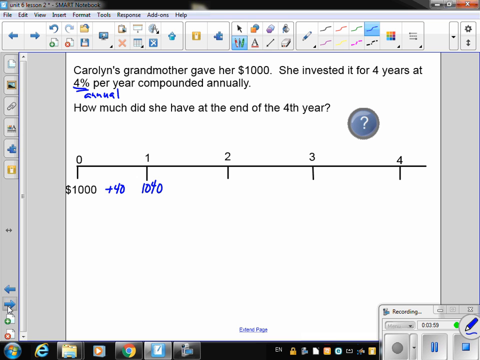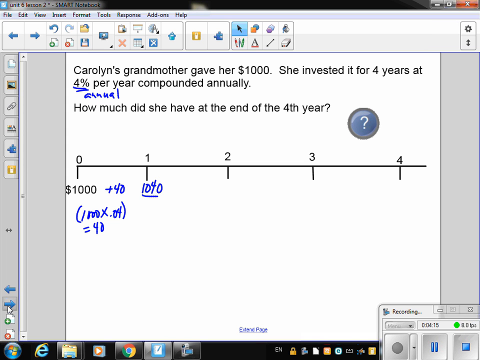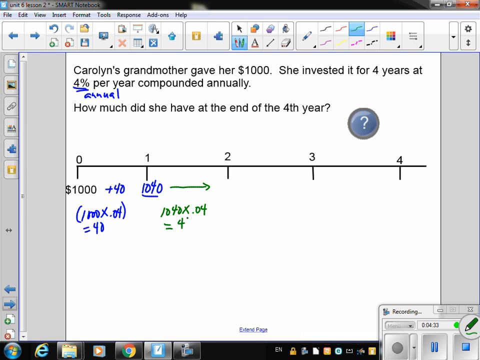So how did I get that interest? I did $1,000 times my interest rate, which is decimal 0.04, and I got $40. So I added that on, and now she's got this much. The next year, she earns a little bit more interest, and this time her interest is on $1,040, so she should earn a tiny little bit more, and she earns her 4%. $1,040 times 4% is $41.60. So she earns a little bit more interest.